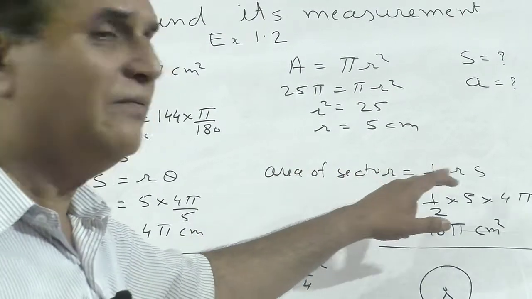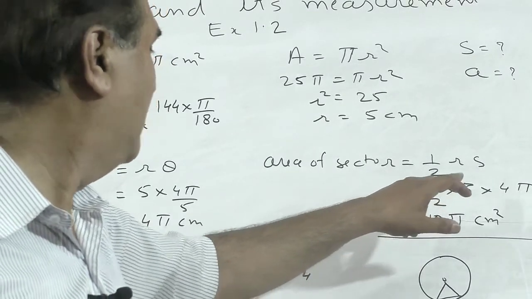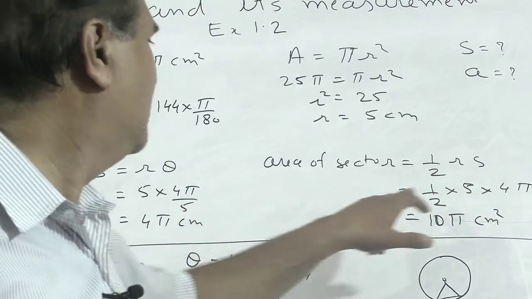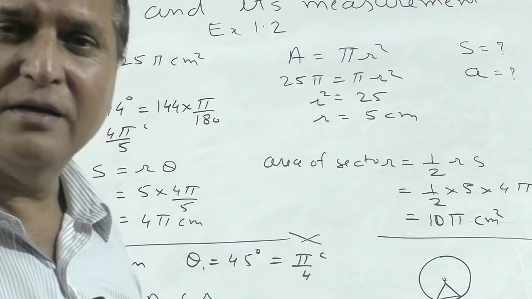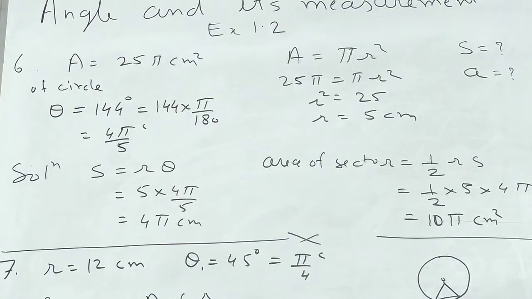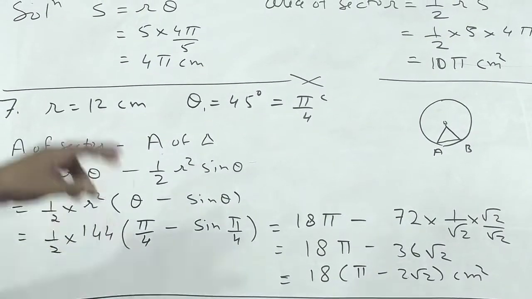Area of sector is half r s. Both formulas are given to you. Half into 5 into s is 4 pi. 2 1 the 2, 2 the 10 pi centimeter square. Understood? Very easy sum. Any doubt, you write in the comment box.